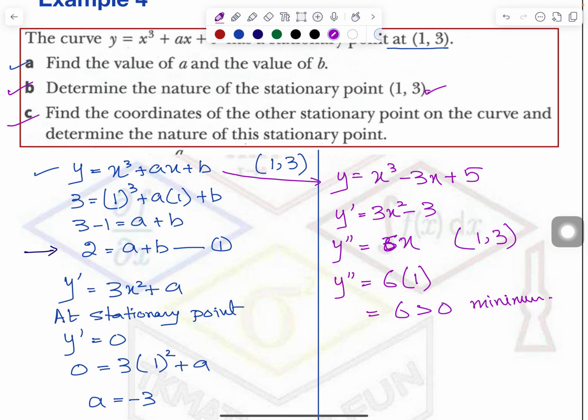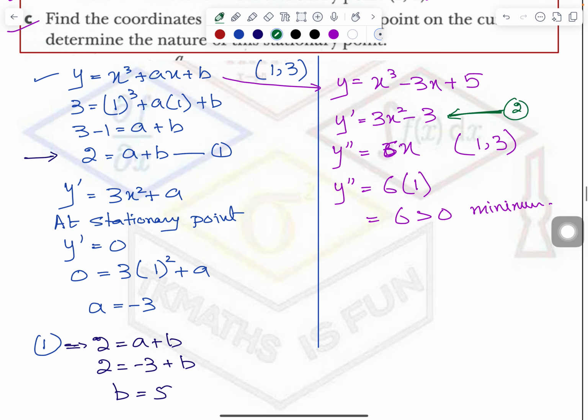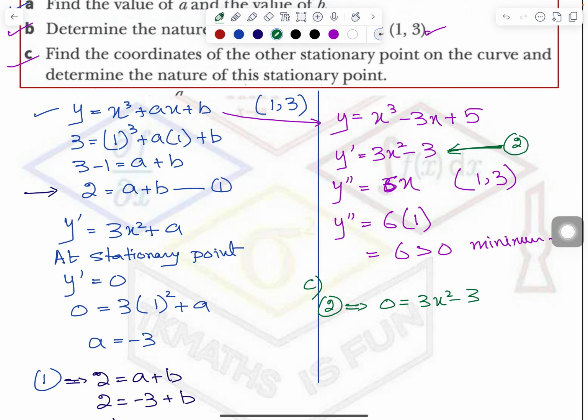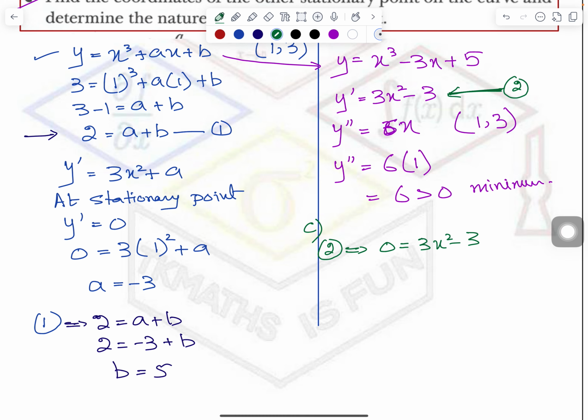Correct. Now I have to find the other stationary point on the curve, and then I have to find out its nature. So what will I do now? Yes, you are right. I will put the gradient function equals to 0, because I have to see what is the other point where the gradient function is 0. So in the gradient function, let me call it equation 2 because I'm going to use it. So I can say, this is the answer for part C. In equation 2, I will put the gradient function equals to 0, because the question is saying find the other stationary point. It means the gradient function is 0 somewhere else also.